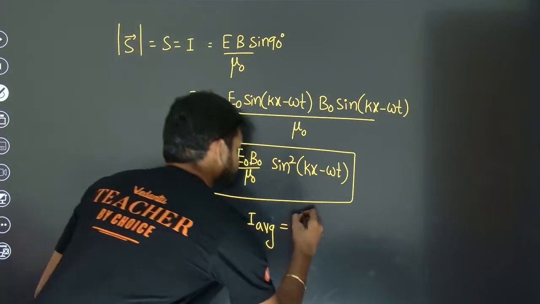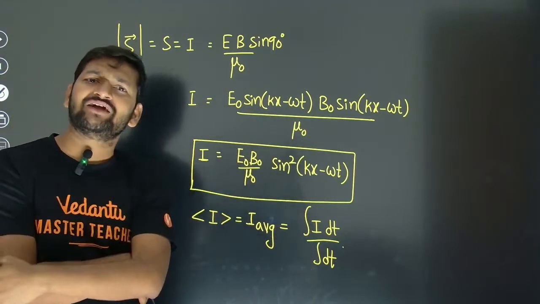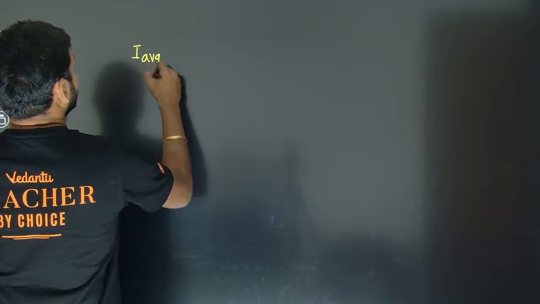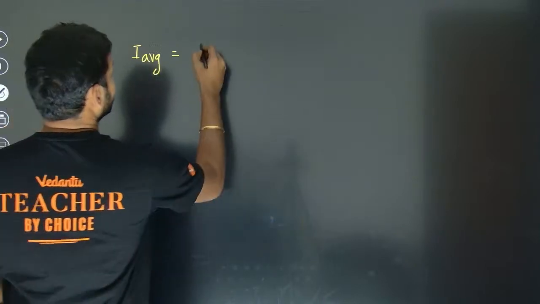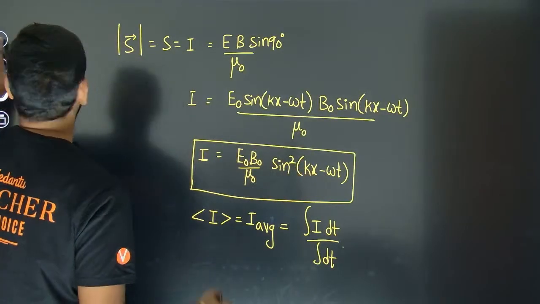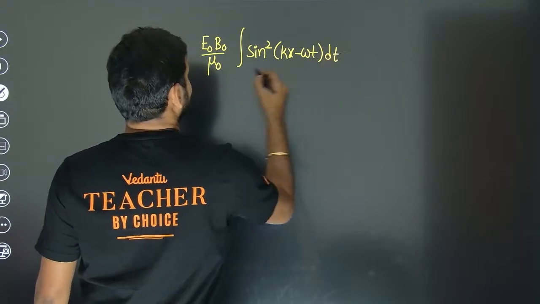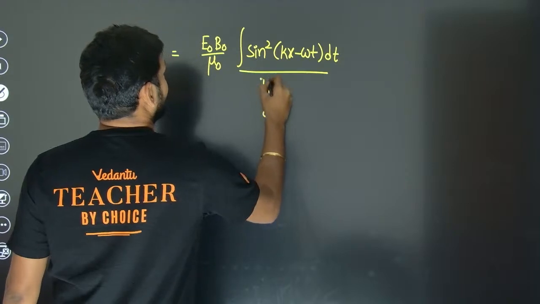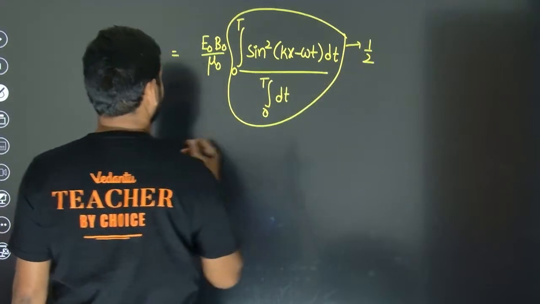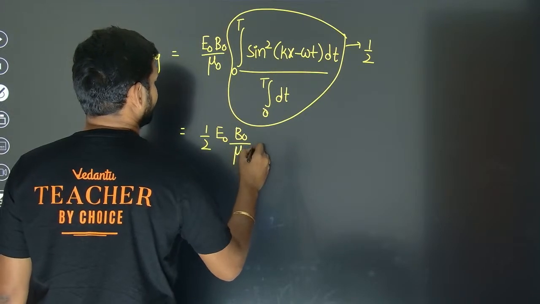Okay, fine. What is the average? Obviously any average is going to be given by this. Again we have sine square. Let me write that. So the average intensity of the electromagnetic wave is, we are almost done with the theory. We will start with the questions. E naught B naught by mu naught is a constant, and then we have sine square. So we have integral of sine square(kx minus omega t) dt by integral dt, where I want to find the average intensity in one cycle. This part I already told you, this will turn out to be half. So it is half E naught B naught by mu naught. This is the intensity.